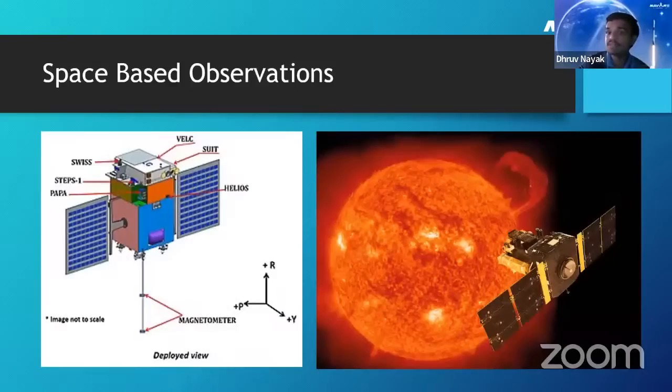Then we come to space-based observatories like Aditya L1, as I mentioned a while ago. India is going to launch Aditya L1, and then many more discoveries are going to be made regarding the sun. Many new mysteries will be solved. The one to your right is the Solar and Heliospheric Observatory, that's SOHO, which was launched by the European Space Agency and NASA. That currently will be observing in a short while.